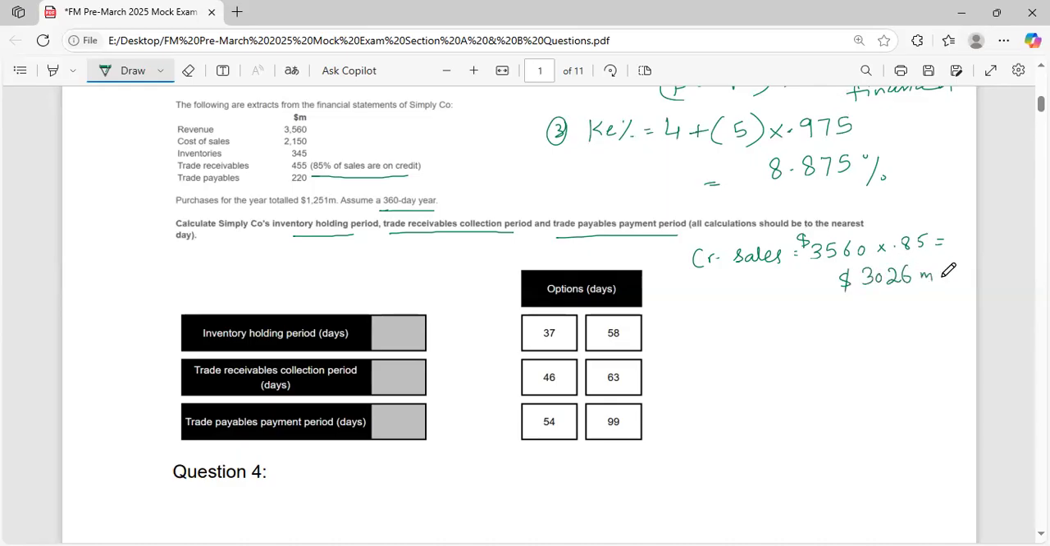3026 million. Now we can calculate receivable days, which is equal to receivables 455 divided by 3026 multiplied by 360. So we have 54.13 days. We have 54 days.